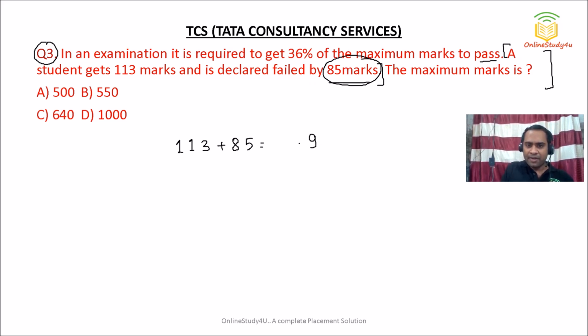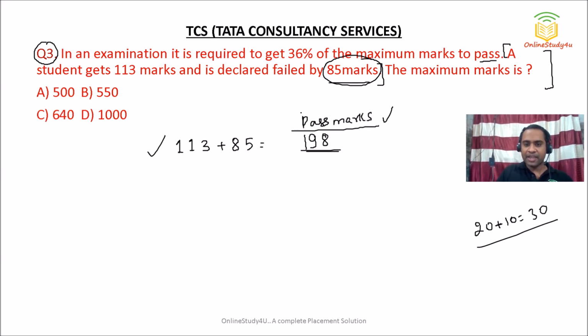So 113 and 85, it will total become 198, right? See friends, if I say you scored 20 marks and you are failed by 10 marks, means if I give you 10 more marks, then you will pass. So I could say the pass marks is nothing but 198. Yes or no? See, 113 plus 85, that is nothing but 198.